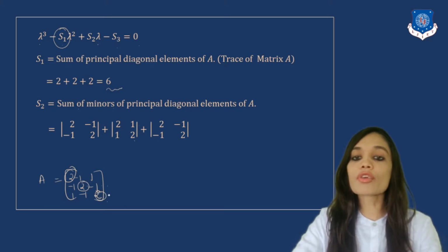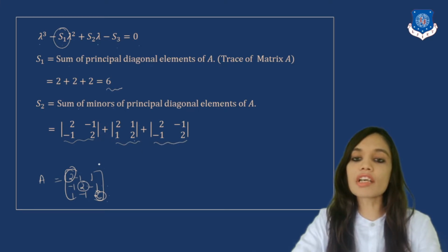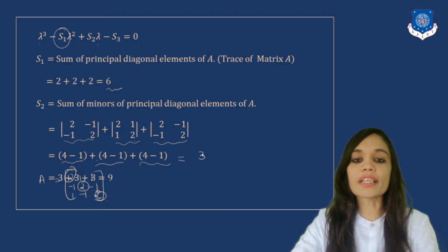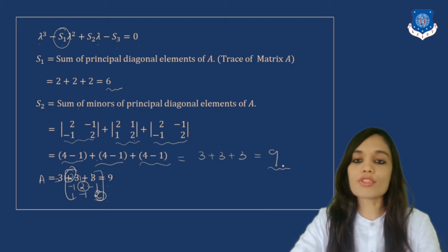Hide the corresponding row and column. So the minor will be 2, minus 1, minus 1, 2. Now we have to simplify all these three determinants, right? So the answer will be 4 minus 1, plus again you will get 4 minus 1, and the last also will be 4 minus 1. Now on simplifying you will get 3 plus 3 plus 3, right? So the answer will be equal to 9. So this is the answer of our S2.